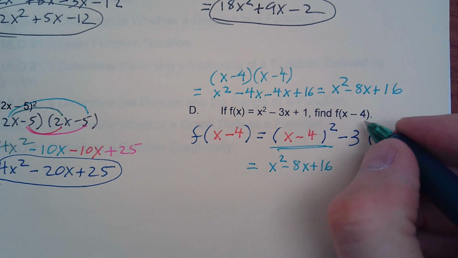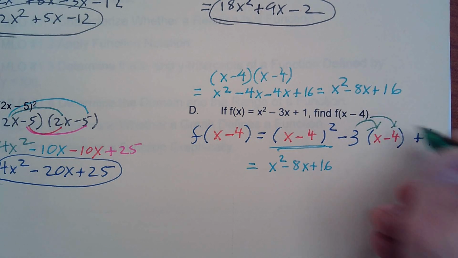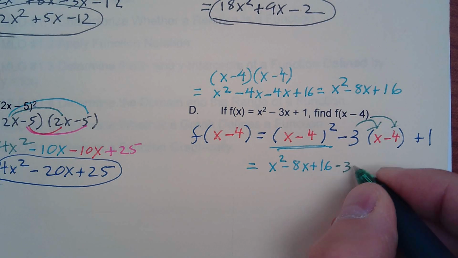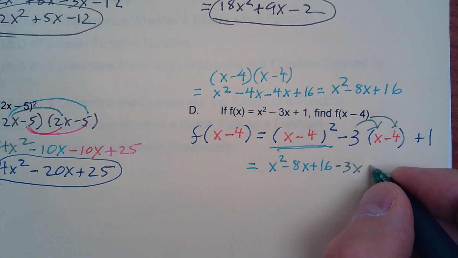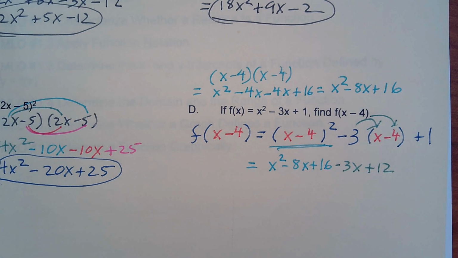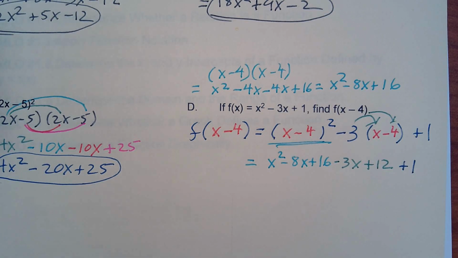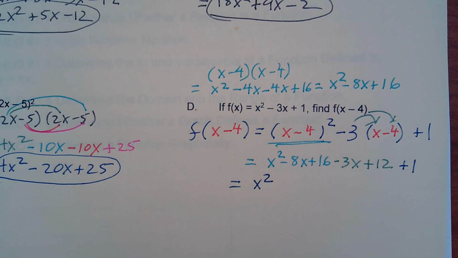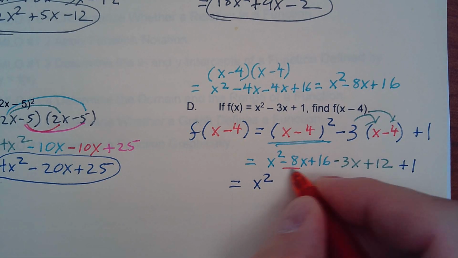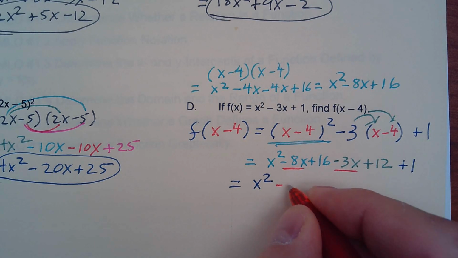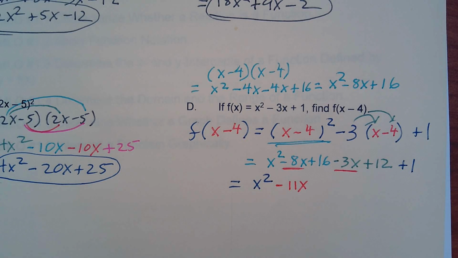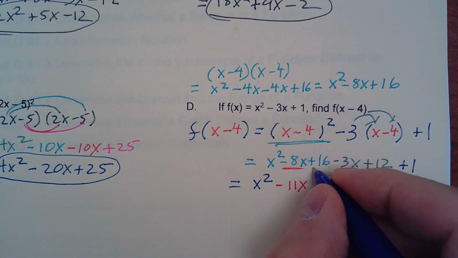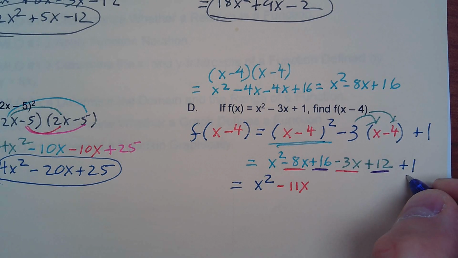For this next part, I'm going to need to distribute that negative 3 to both terms. Negative 3 times x is negative 3x. Negative 3 times negative 4 is plus 12. And then I bring down the 1. And now I'm just going to look for like terms. So I've got an x squared, negative 8x, and negative 3x. That gives me a negative 11x. And then I've got 16 plus 12 is 28, plus 1 is 29.